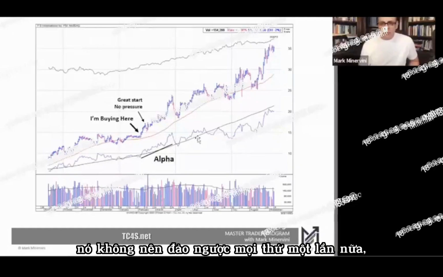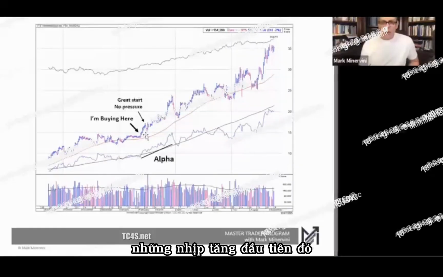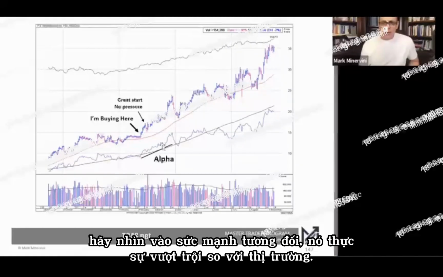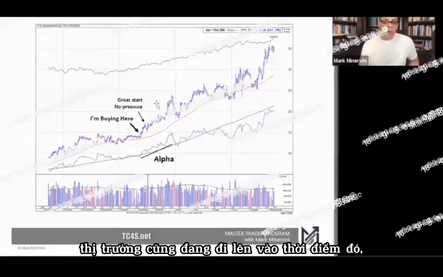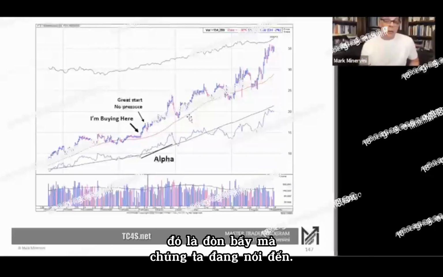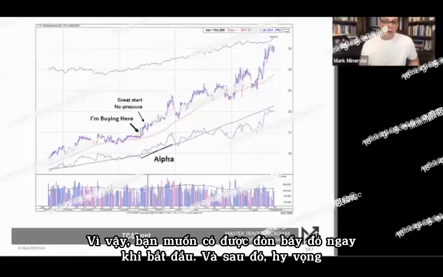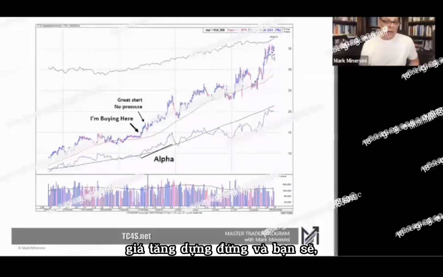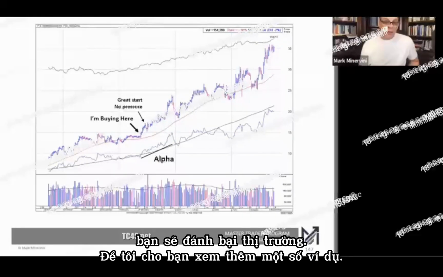And so again, that first move, look at the relative strength, just really outperforming the market. The market was moving up too at that time, but this stock was moving up a lot more. And that's that leverage we were talking about. So you want to get that leverage right on the hop, and then hopefully you got your tiger by the tail, and you're going to leverage the market.